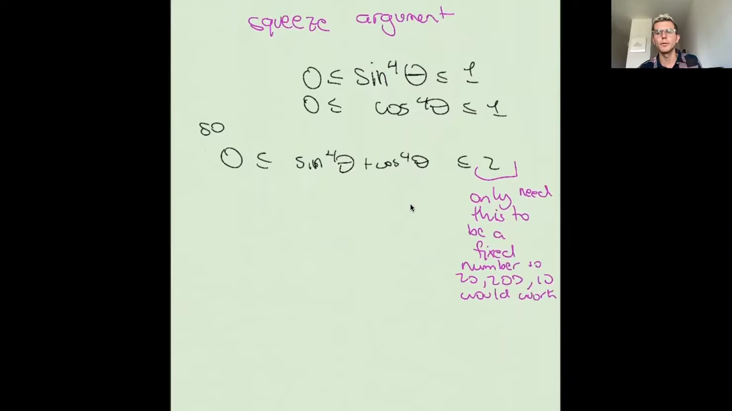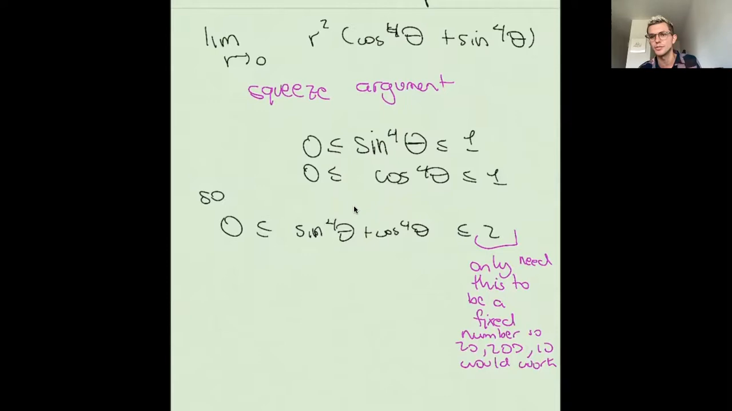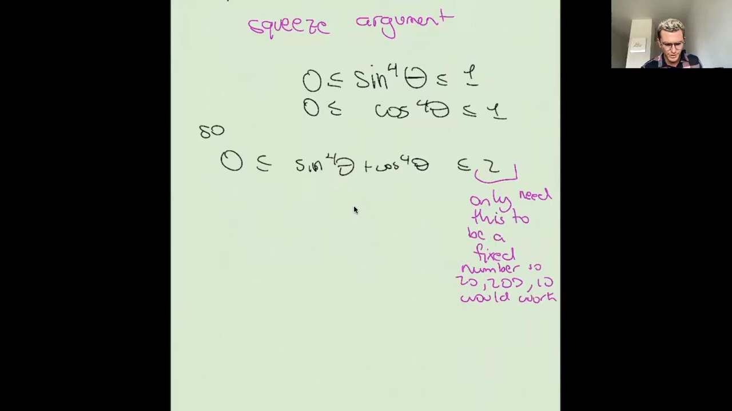And why is that? Because the limit that we care about is not precisely this quantity, it's multiplied by r squared. So you can take this inequality and multiply every single side of the inequality by r squared. And so you get the following.